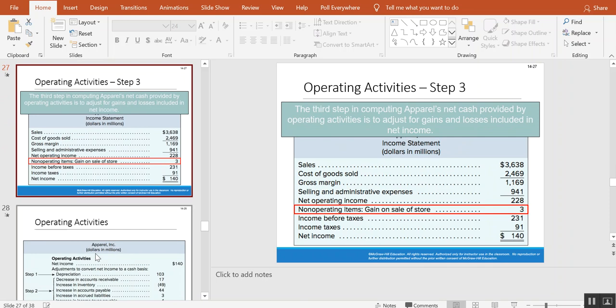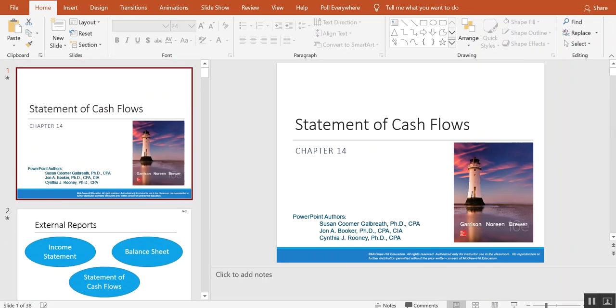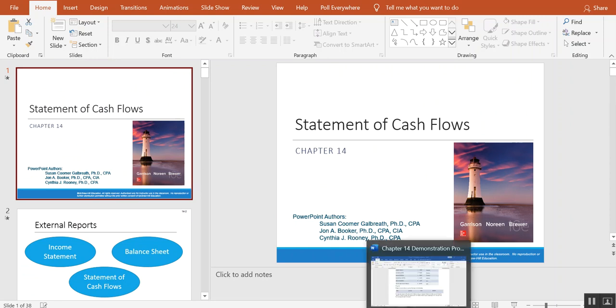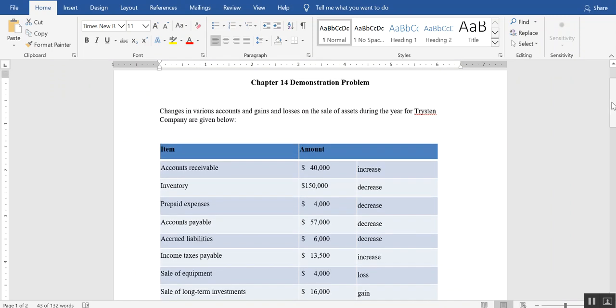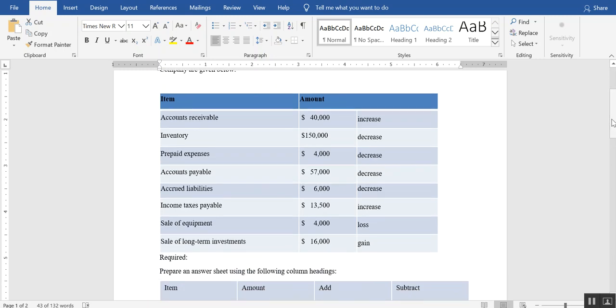Now, instead of going through all of that in detail, I would like to go back to the demonstration problem that I mentioned earlier I was going to do. In this problem, we have an example of changes in accounts, and we need to identify where they should be included in the statement of cash flows. This is a good exercise. It's not necessarily a problem, but it does show you how these break down, and it is based on the material I went through in the PowerPoint.